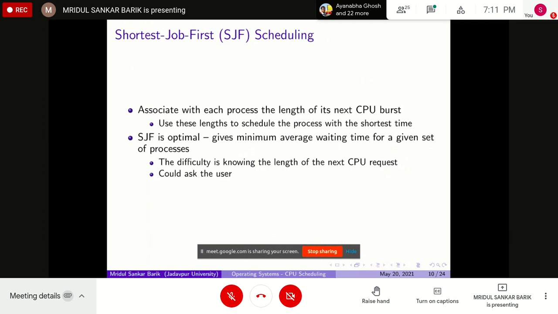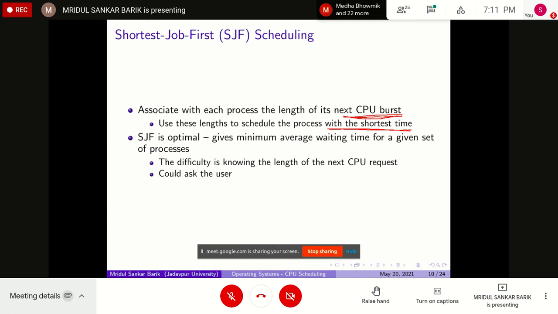Okay, so now we have another scheduling strategy which is known as shortest job first. In this case, we associate with each process the length of its next CPU burst, and use this length to schedule the process with the shortest time. The process with the shortest next CPU burst, we schedule that process only. So the logic is very simple.